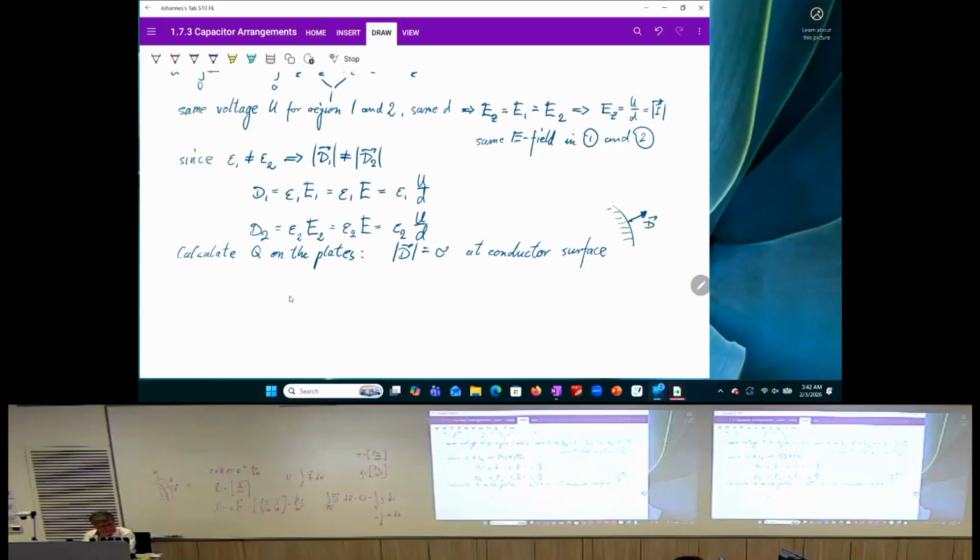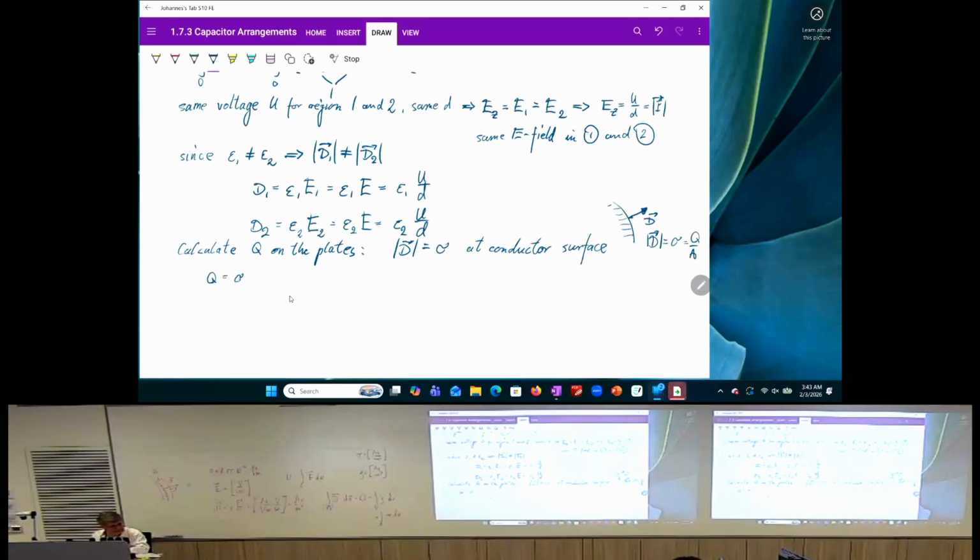This is a flux density, and the flux density at the conductor is equivalent to the charge per surface. Q is sigma times A. The charge on the plate is then sigma 1 times A1 plus sigma 2 times A2. And sigma is directly related to, or is given by, the flux density. The flux density we have just stated above.